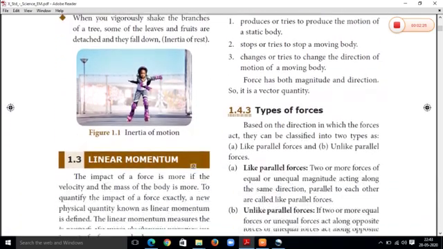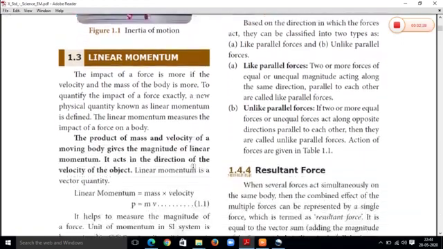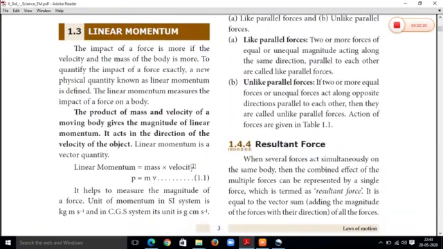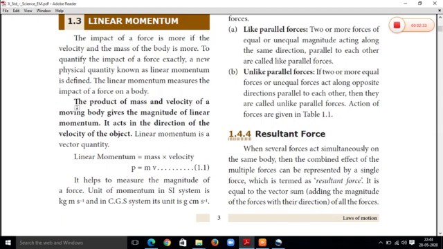Now, linear momentum. A truck on a roadside does not produce any effect on a person. At the same time, if the truck moves, it produces some effect on a person. To quantify this impact of a force exactly, a new physical quantity known as linear momentum is defined. The linear momentum measures the impact of a force on a body. The impact of a force is more if the velocity and the mass of the body are more. The mass of the truck and its velocity combine together and produce an effect on the body.